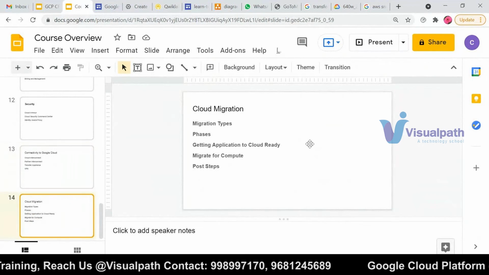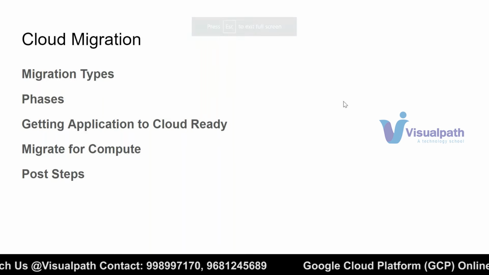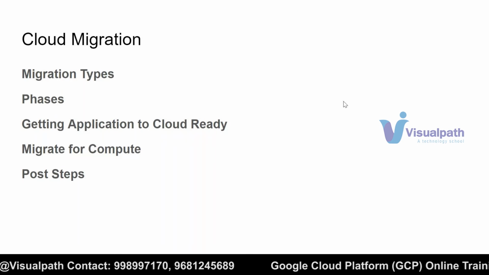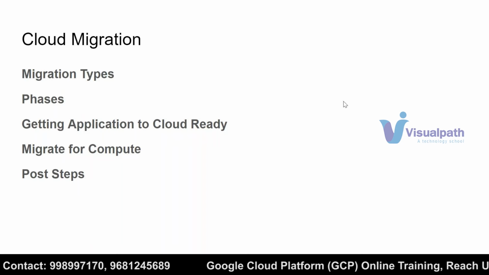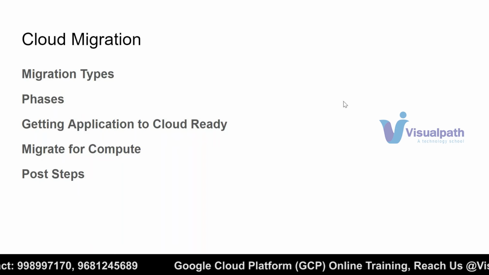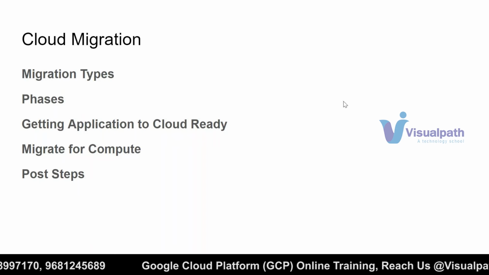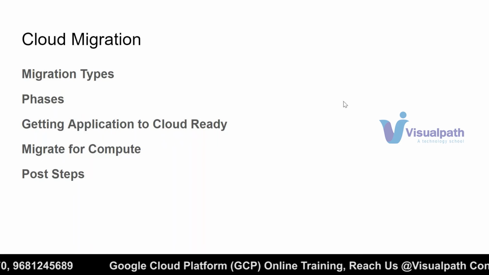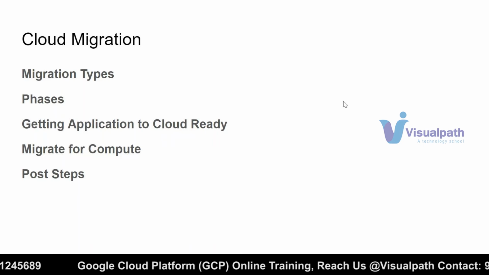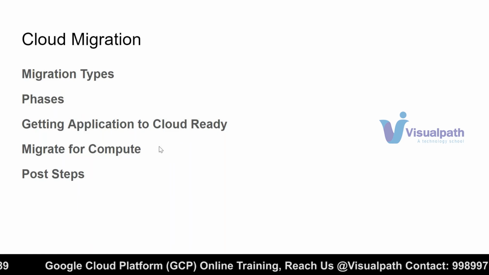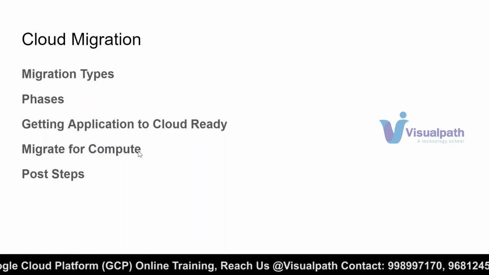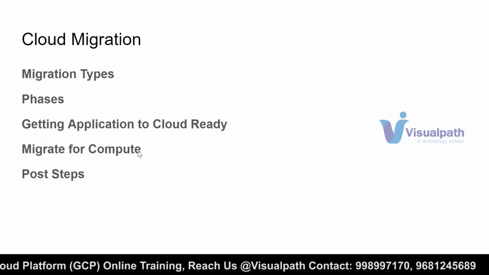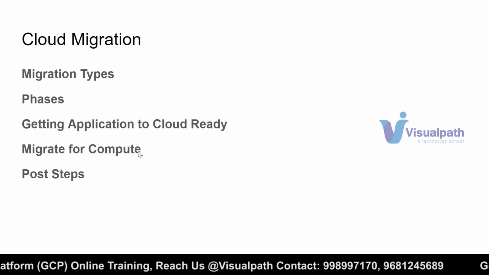Then the last thing is cloud migration. What are the migration types we have in general? The migration types are general for all cloud environments, AWS, Azure, and GCP. We have different migration types like rehost, replatform, retire, and so on. And what are the migration phases, and how to get your applications cloud ready? Migrate for Compute is a tool we use to migrate to Google Cloud. Like for AWS we have CloudEndure, similarly for GCP we have the Migrate for Compute service.